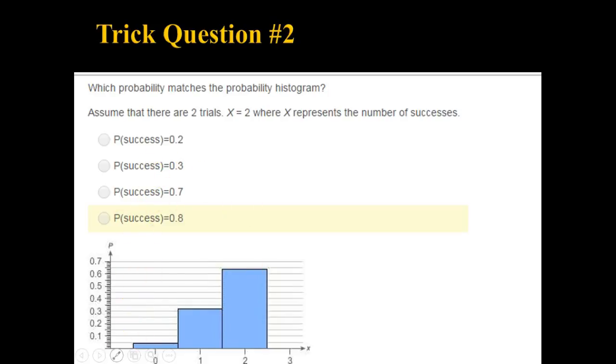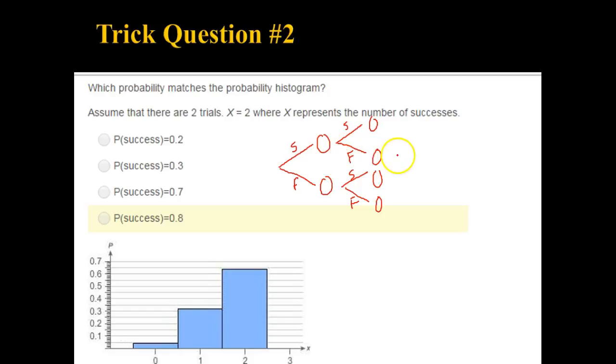Okay, so let me draw a tree diagram and see if we can work this backwards. So we have our tree diagram where we have success and failure, and then we don't know what the probabilities are. I'm just going to put a circle there to represent that we have to fill that in. We don't know what it is. Success, failure. Again, I don't know what the probabilities that I'm multiplying are, but we do it again. Success, failure, 2 more, the probabilities are all the same.